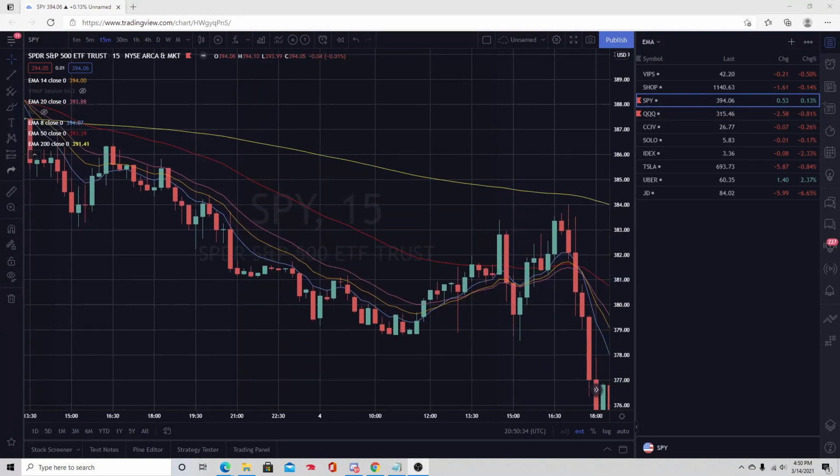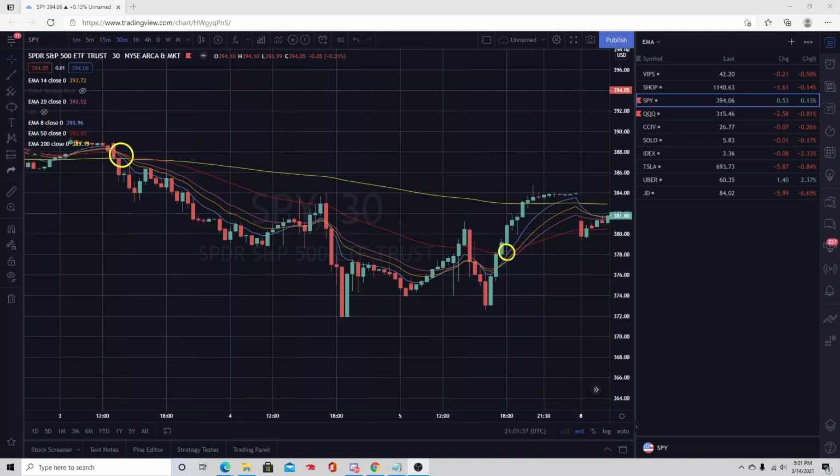The problem with using these shorter time frames is price moves all over the place and you will get faked out a lot. But for fast, quick in and out trades, it's perfect.